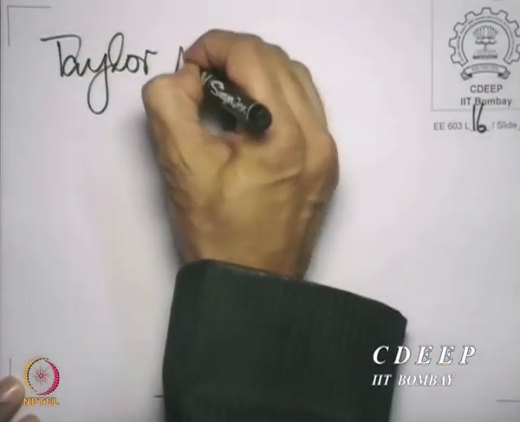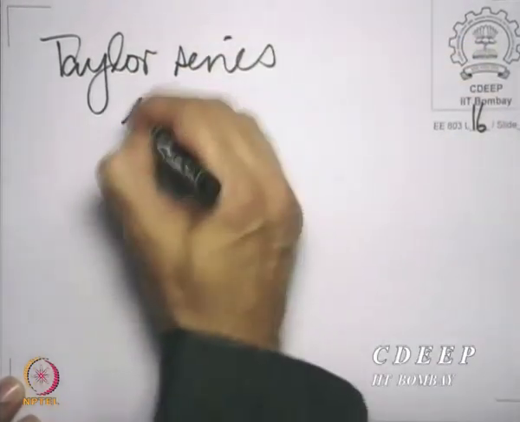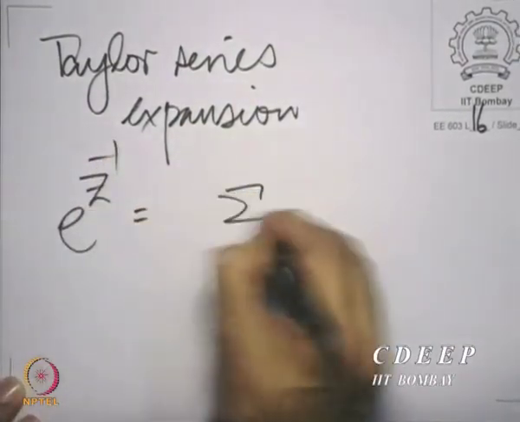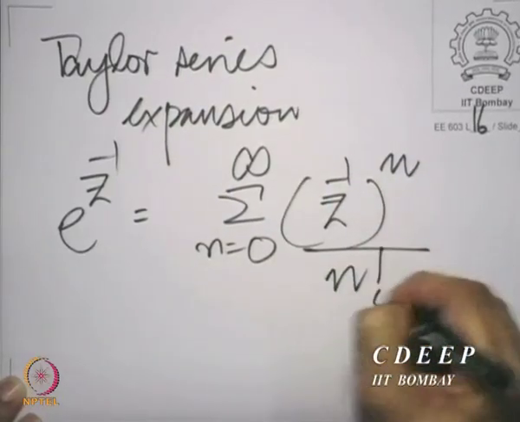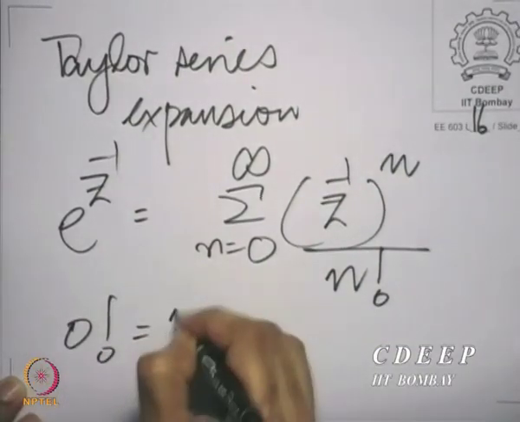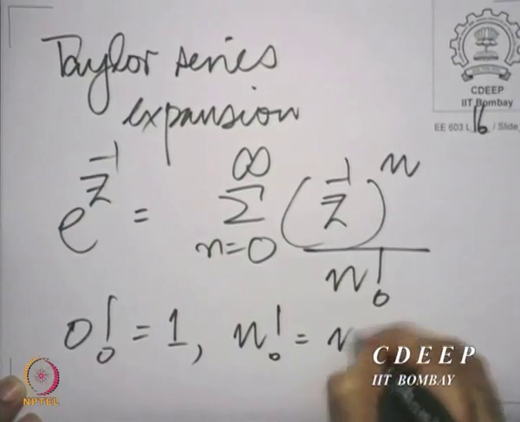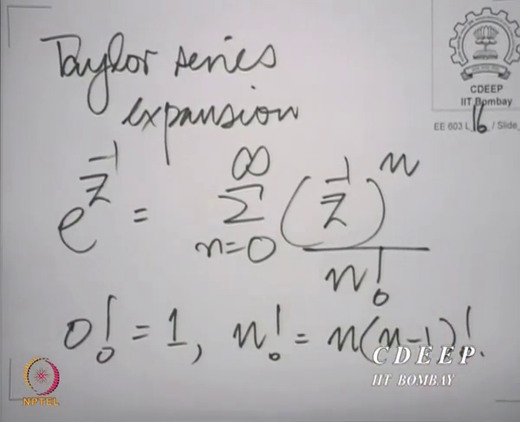Now, e raised to the power z inverse is very easy to expand. All of us would have been exposed to the Taylor series at some point. So, the Taylor series expansion of e raised to the power z inverse is essentially the summation n going from 0 to infinity of z inverse raised to the power of n divided by n factorial, with 0 factorial defined as 1 and n factorial defined as n into n minus 1 factorial. This is well known; it is essentially the Taylor series expansion of e raised to the power of x.